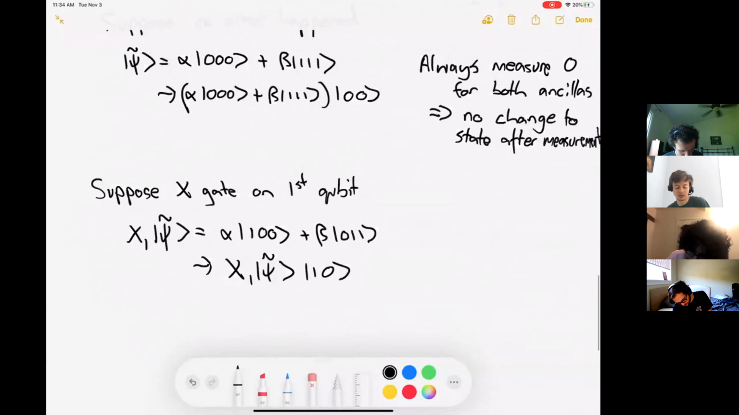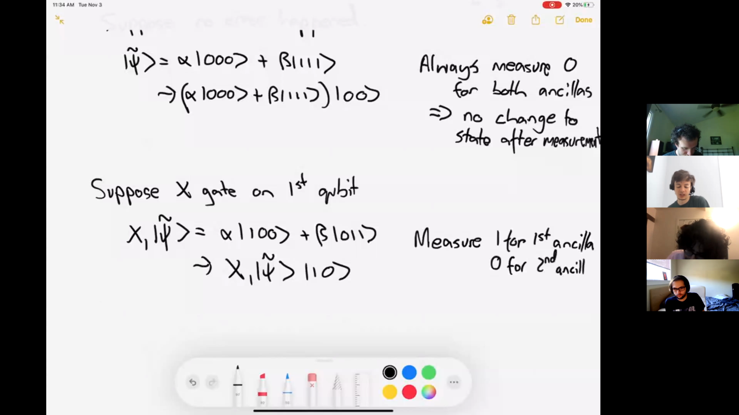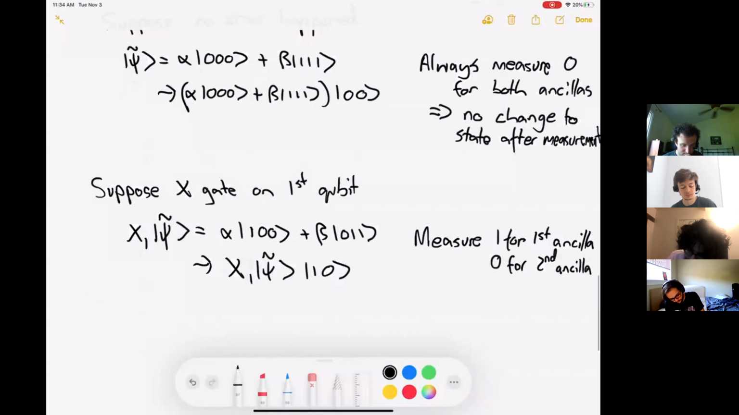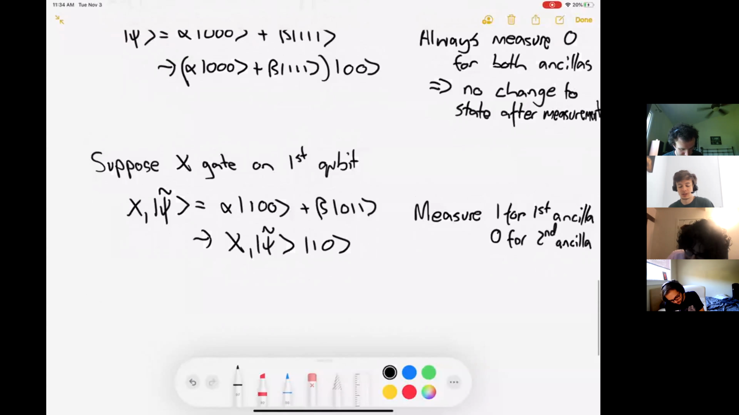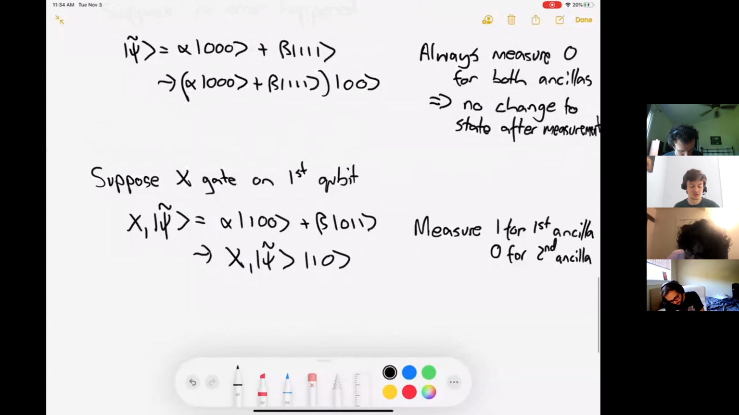Okay, so we measure 1 for the first ancilla, 0 for the second ancilla. Again, because the measurement has a definite outcome, doing the measurement is not going to change the state. It's going to stay exactly the same.